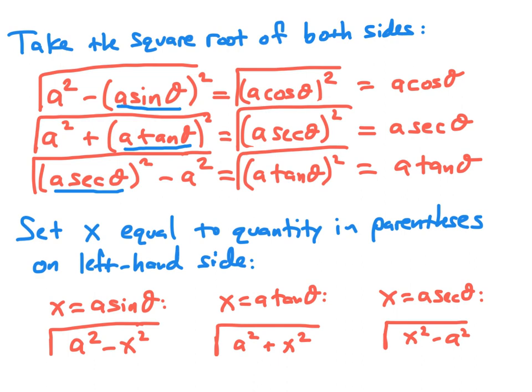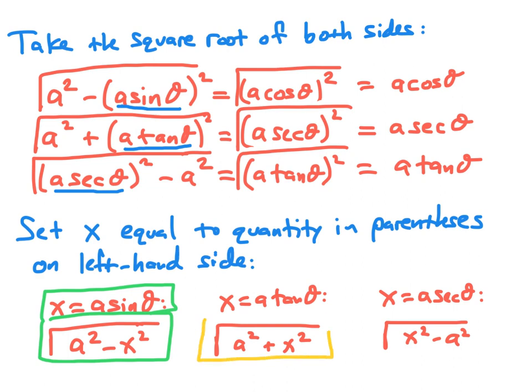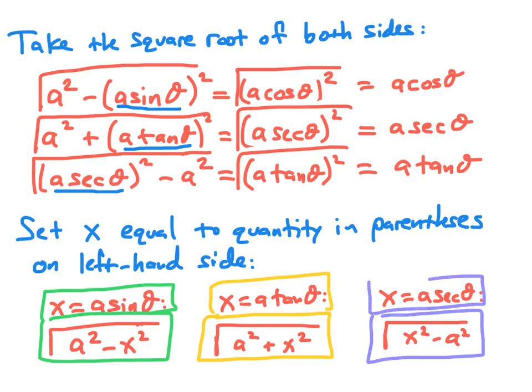And so here at the bottom of the screen, we see the correspondence between the three expressions and the three substitutions. So if we have an integral that has an expression of the form square root of a squared minus x squared, we're going to use the trig substitution x equals a times the sine of theta. Likewise, if we have an expression of the form square root of a squared plus x squared, we're going to use the trig substitution of x equals a tangent theta. And finally, if we have an expression of the form square root of x squared minus a squared, we're going to use the substitution x equals a secant theta. So let's take a look at a couple examples.